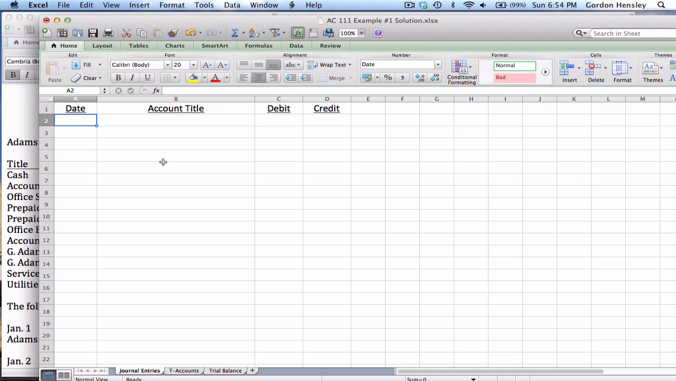So I'm just using this as a means to show you the solution, show you the example. But anyway, I've already set this up in advance with columns for the date, the account title, and then I have a debit and a credit column. And I'm going to be using this area to do all my journal entries. And I'll have to do a journal entry for every transaction.